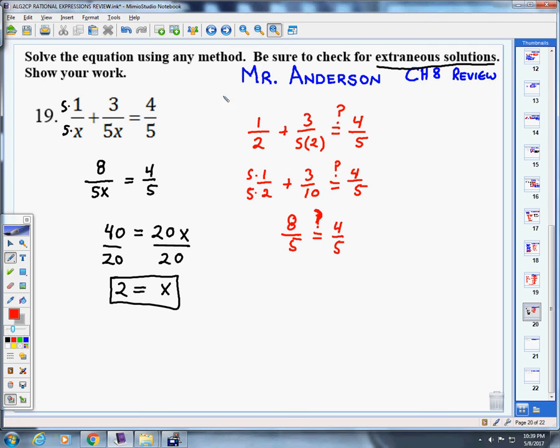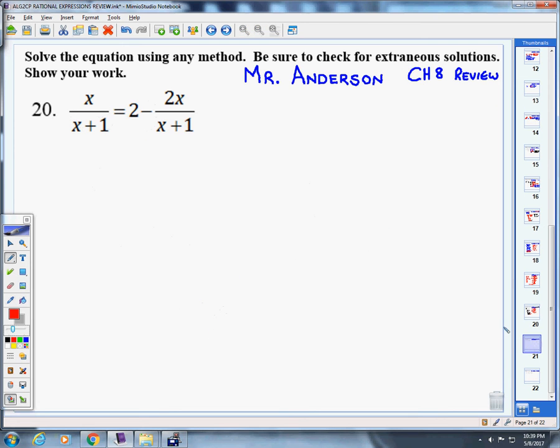Oops, 8 over 10. All right, 8 over 10. Does that equal 4 over 5? Yes, of course it does. Divide top and bottom by 2, and we see that equals 4 over 5. All right, so that checks out. That's good to go. That means our solution is good. X equals 2. All right, let's take a look at problem number 21.